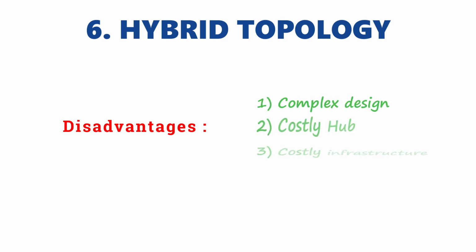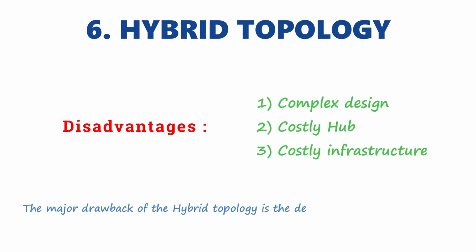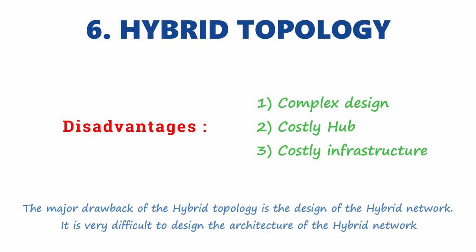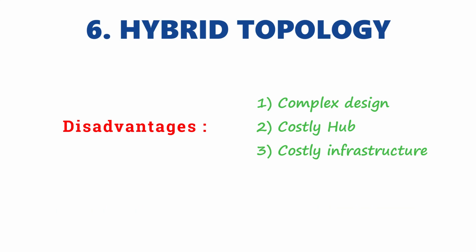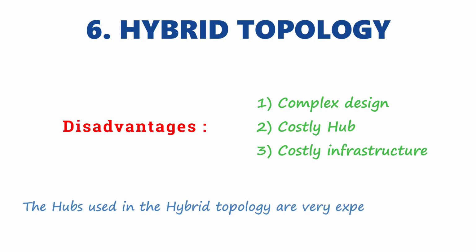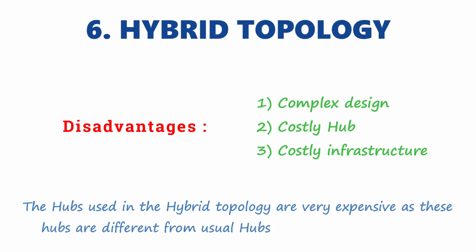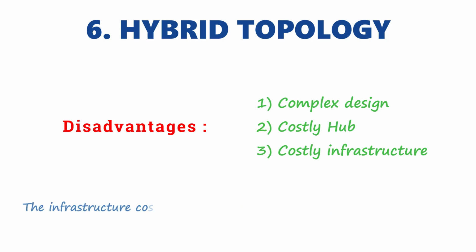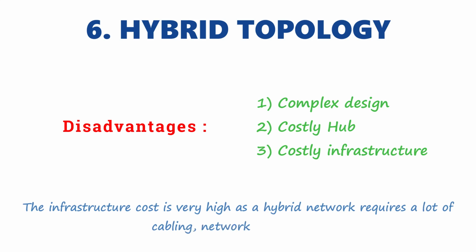Disadvantages of hybrid topology. The major drawback of the hybrid topology is the design of the hybrid network. It is very difficult to design the architecture of the hybrid network. The hubs used in the hybrid topology are very expensive, as these hubs are different from usual hubs used in other topologies. The infrastructure cost is very high as a hybrid network requires a lot of cabling, network devices, etc.